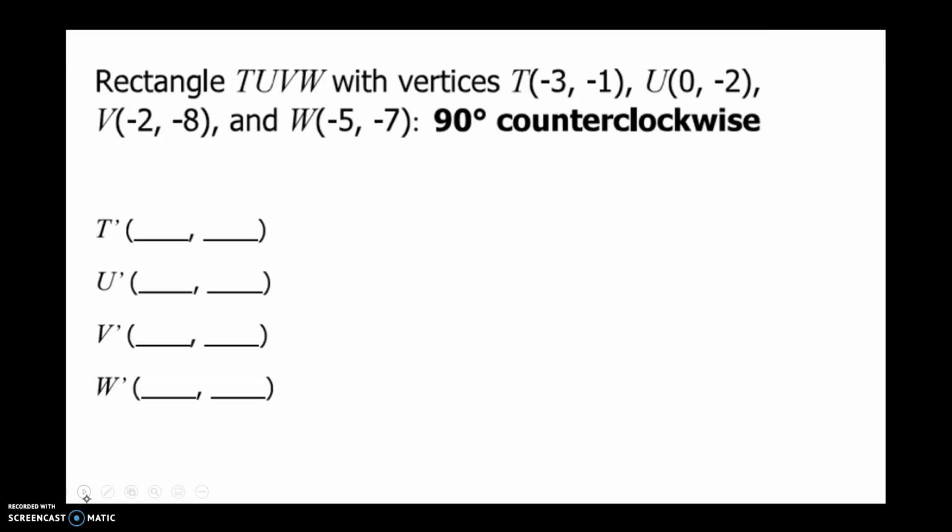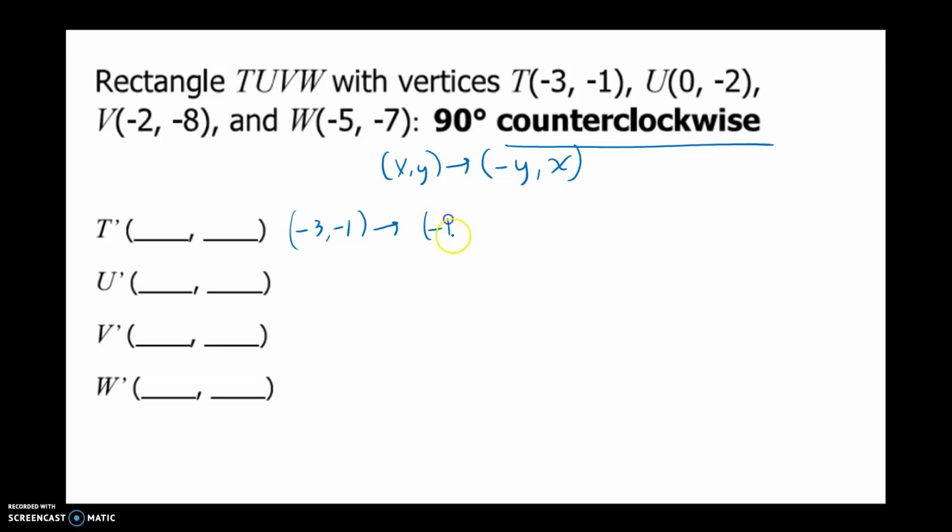All right, so let's try this. I want to go 90 degrees counterclockwise, which means my rule is going to be x, y goes to negative y, x. Okay, so I'm starting with t at -3, -1, which means I'm going to flip my guys. So I'm going to get -1, -3. I just flipped those locations there. And then I'm going to have to make my y the opposite, which is going to be a positive. So my t prime is going to give me 1, -3.